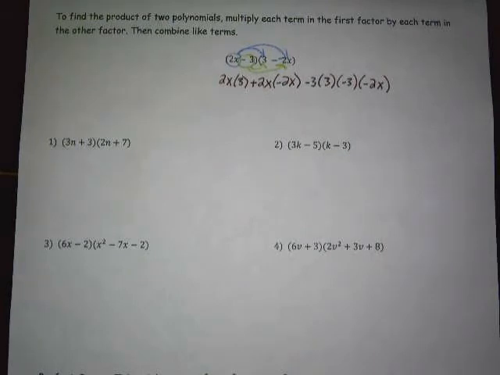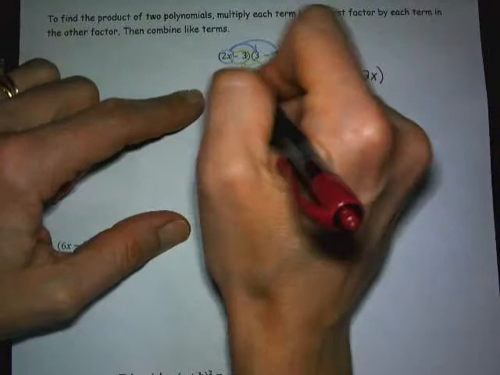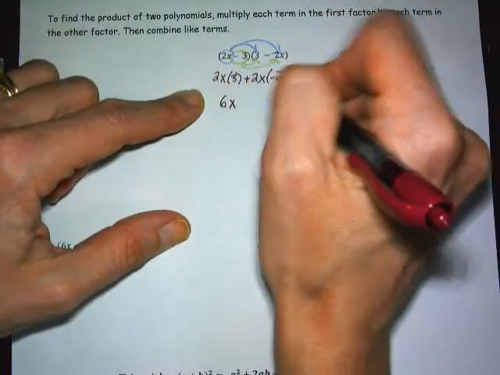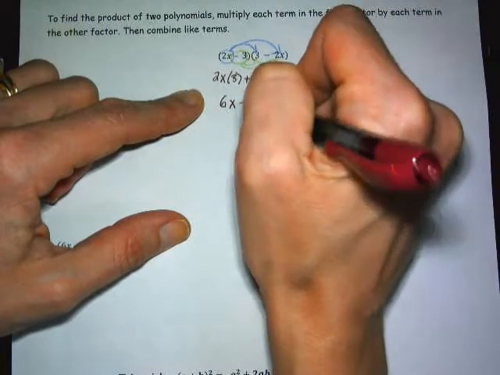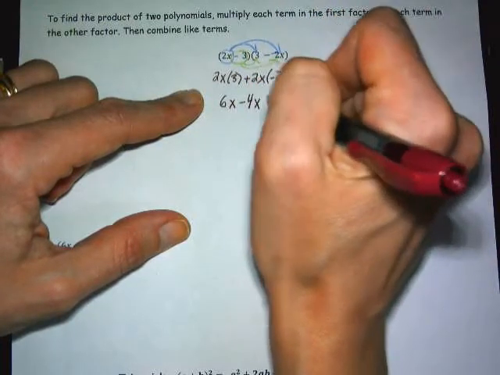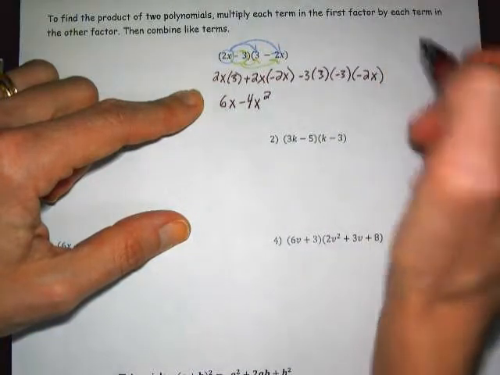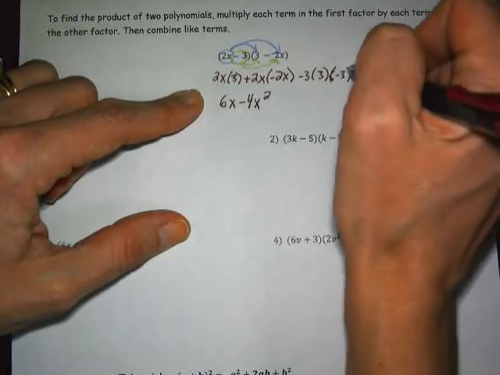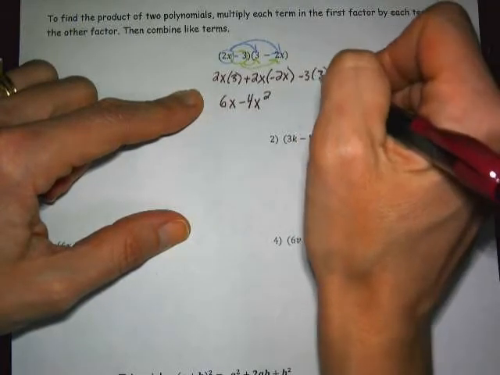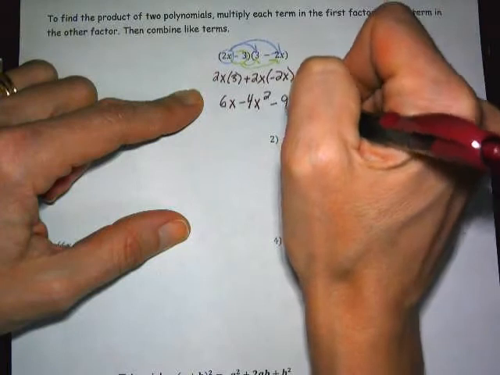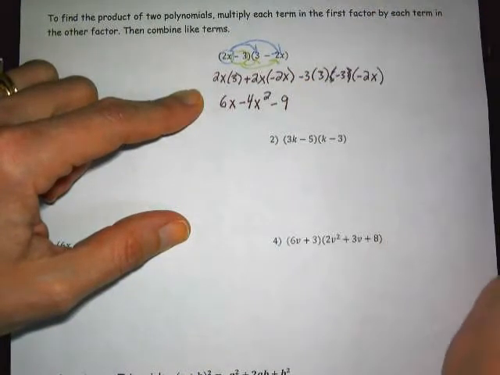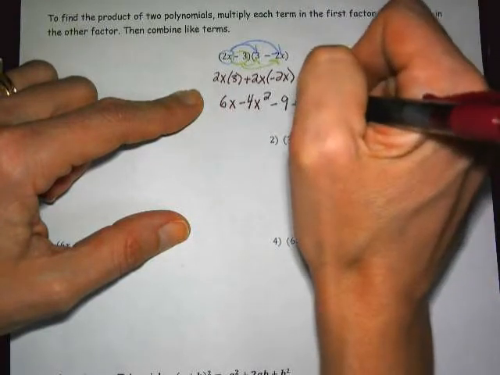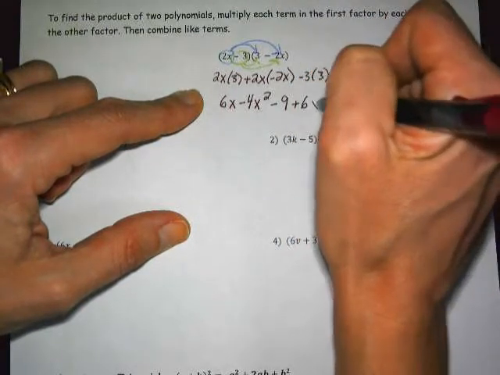So then again, I'm going to multiply my numbers, and I'm going to use my rules for multiplying exponents by adding my exponents. 2 times 3 is 6. I only have one x. Here I have 2 times negative 2, so negative 4. x to the 1 plus 1, x squared. Negative 3 times 3 is negative 9. There are no x terms on this one. Then negative 3 times negative 2 is positive 6, and we only have that x term.